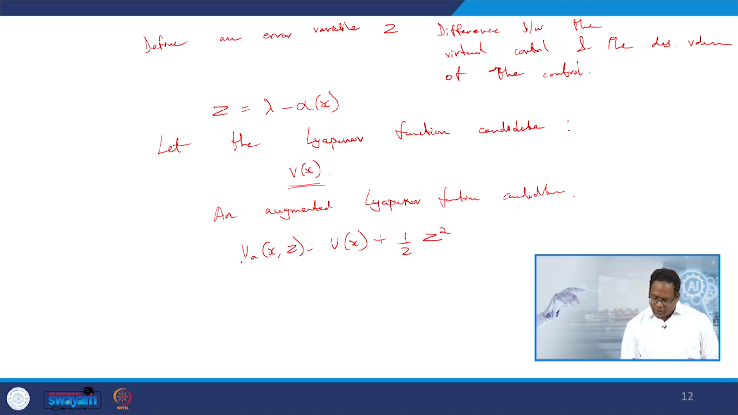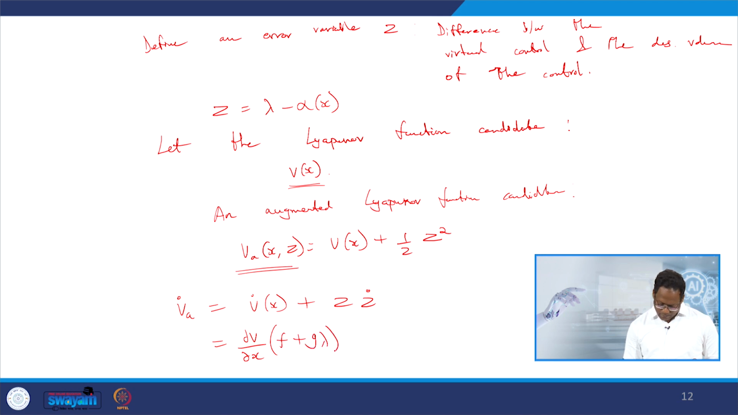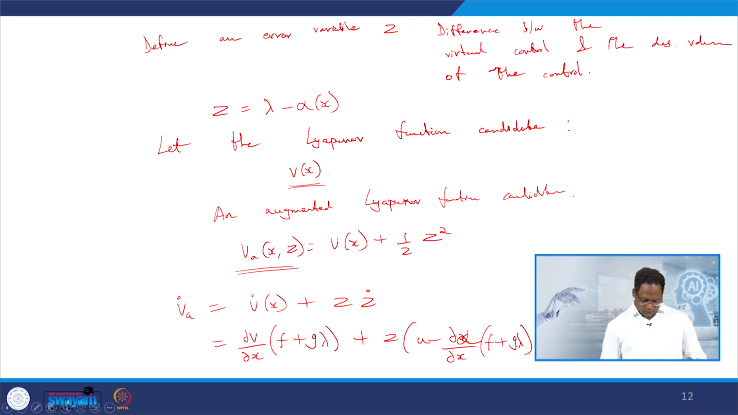Now, taking the time derivative of this augmented Lyapunov function candidate will give Va dot is equal to V dot of x plus z z dot, which is further expanded in the next line as dou V by dou x of f plus g lambda plus z times u minus dou alpha by dou x multiplied by f plus g lambda. We know that lambda is z plus alpha of x, which can be taken from this equation.